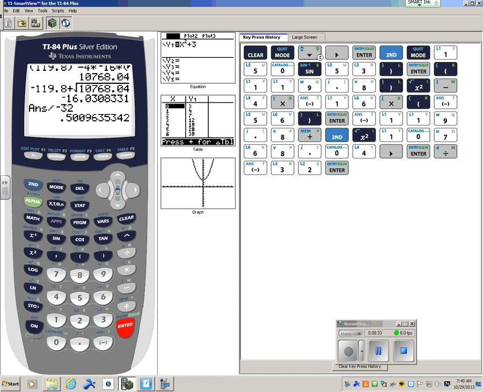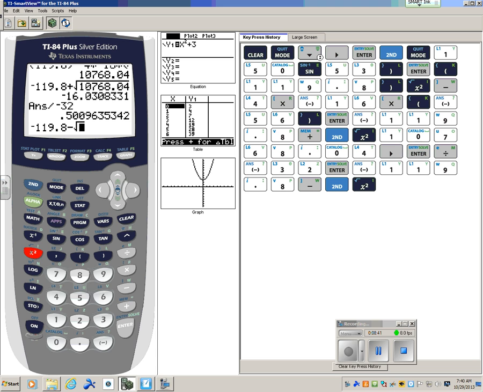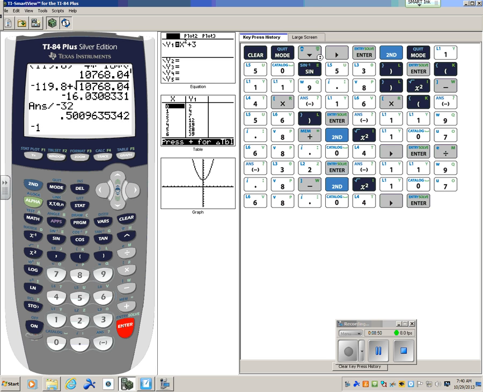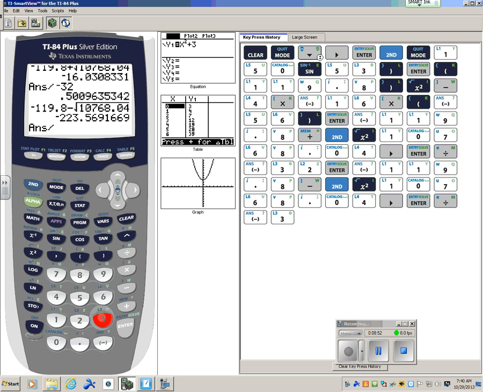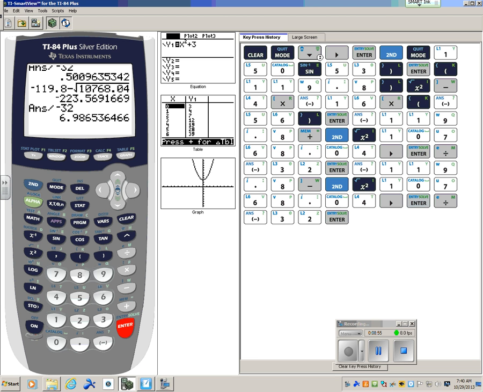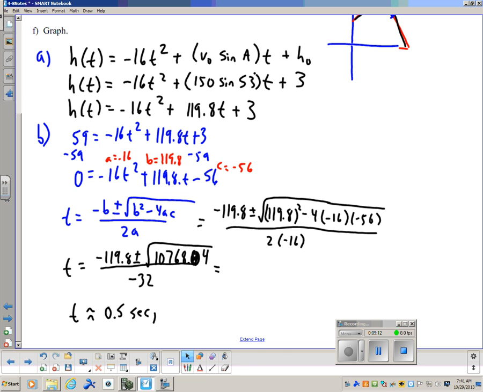So now I'm going to go the other way as well. I can say negative 119.8 minus the square root of 10,768.04, and I'm going to equals divided by negative 32. And I get 6.99, or about 7. If I want to round to the nearest tenth, it'd be 7 because that 8 would round that 9 up, so we might as well keep it consistent there and say 7 seconds.